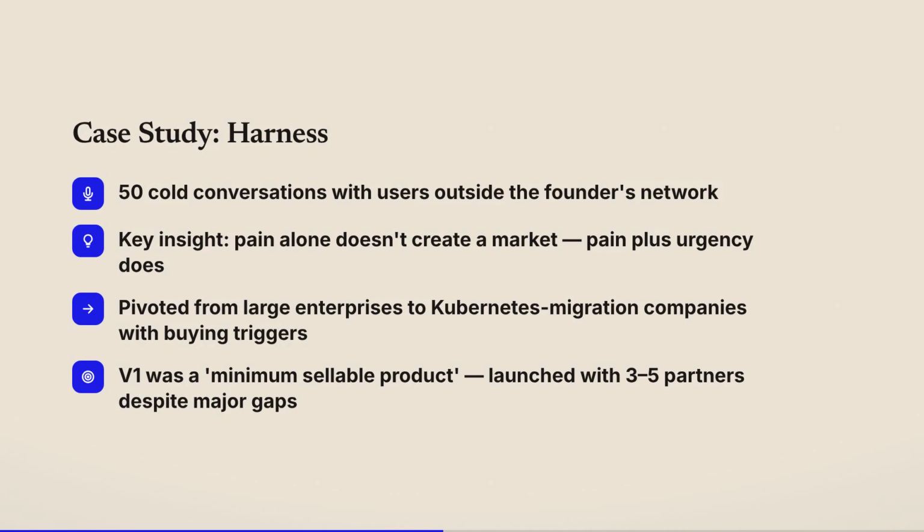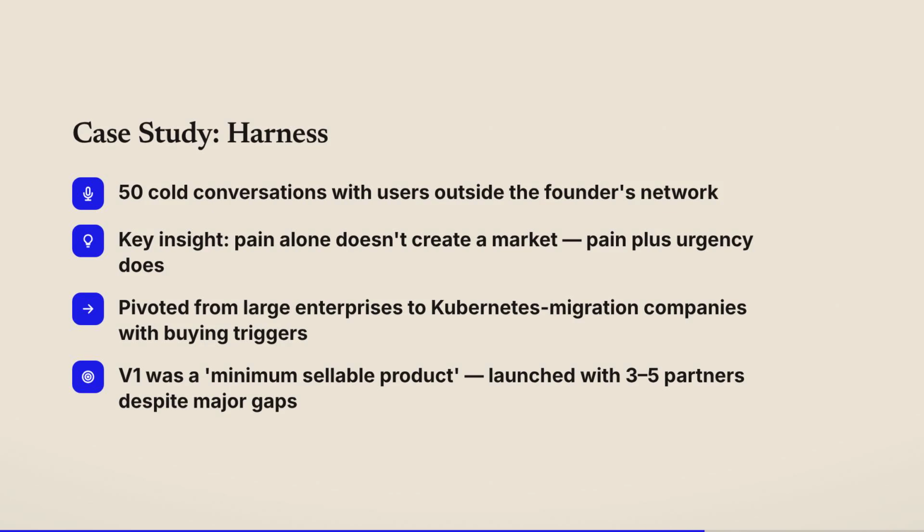Harness pivoted their targeting. Instead of going after large, established organizations that were slow to change, they focused on companies actively re-architecting their applications to move to Kubernetes. These companies had a specific trigger. They needed a solution now because their migration created new deployment challenges.